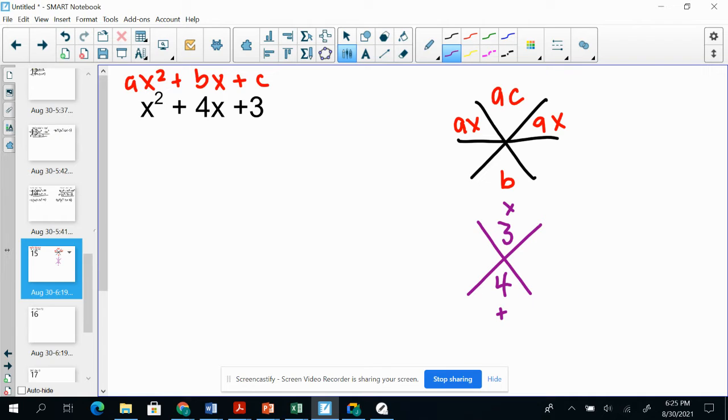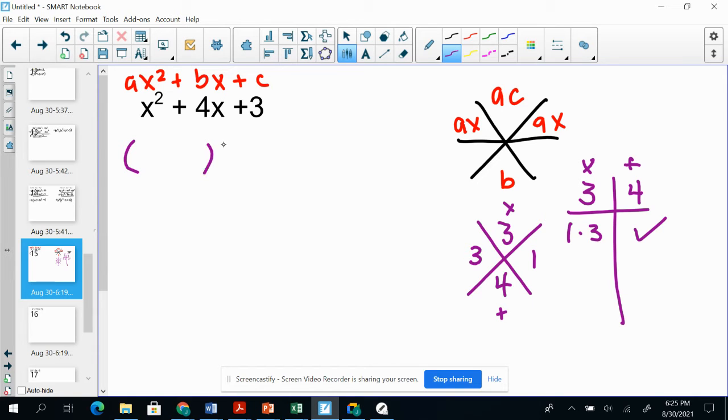And then 4 on the bottom because that's your add. So in this case, your ACB chart, I'm looking for a times c, which is 1 times 3, what will add or subtract to give me 4. So multiples, add or subtract to give you 4. 3 is 1 and 3, and that's really it. If I add them together, I get 4. So that one will work. So we're going to be positive 3, positive 1. They're both positive. So we're going to open up our parentheses, x, 3, and 1. Positive and positive.